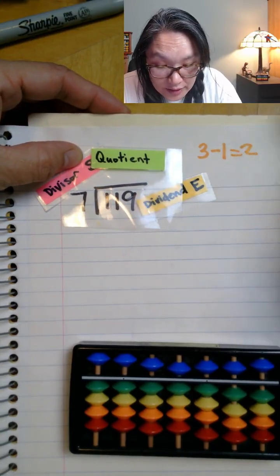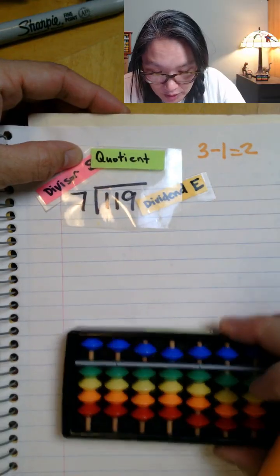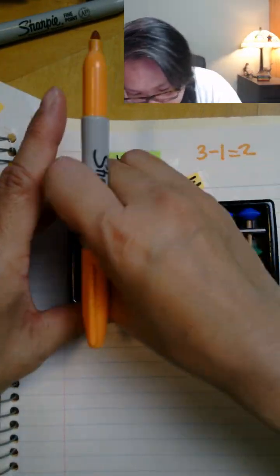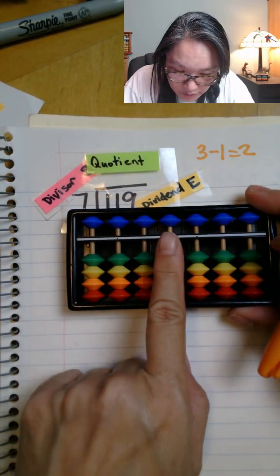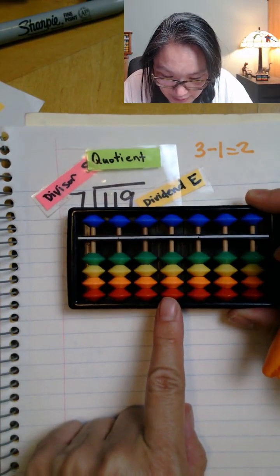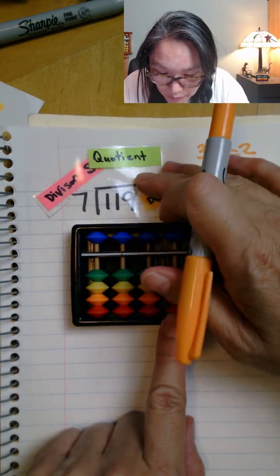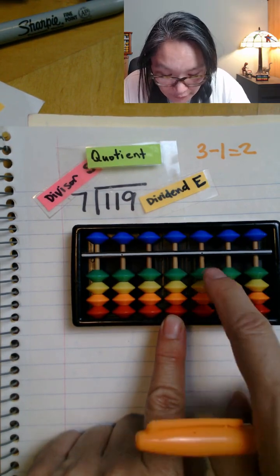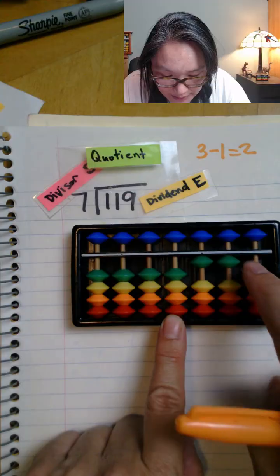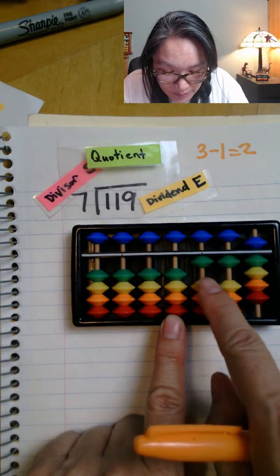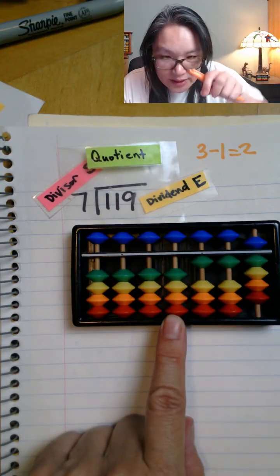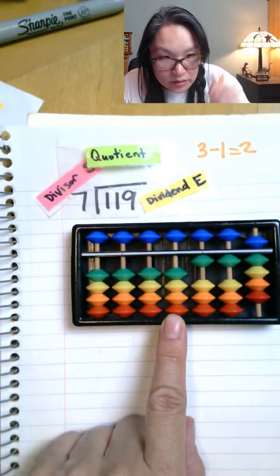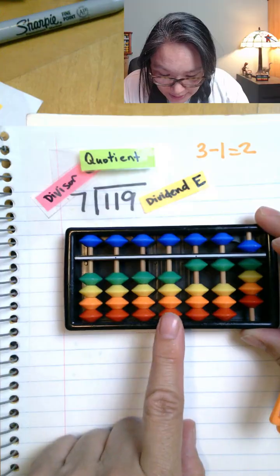My answer here is 3 take away 1 is 2. To count it, I do 1, 2. So I'm going to have my answer here. The next thing I'm going to do is place my dividend on the abacus. So I have 119. It doesn't matter what the number is. We just have to make sure we do it correctly. Does that make sense? So my answer will be here.